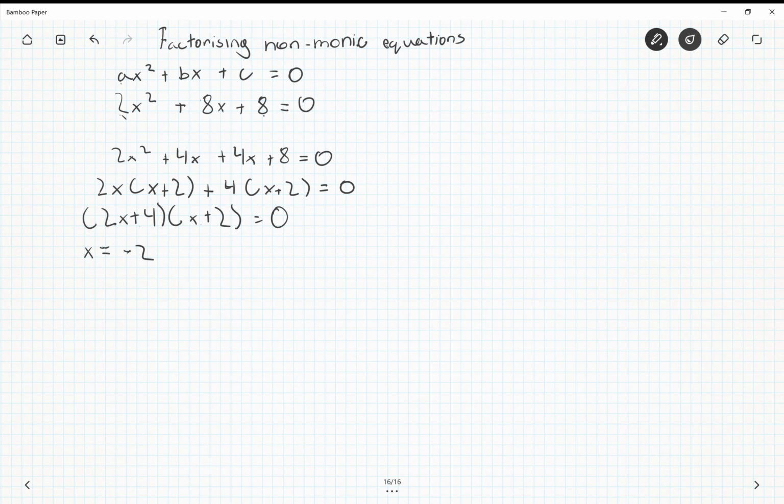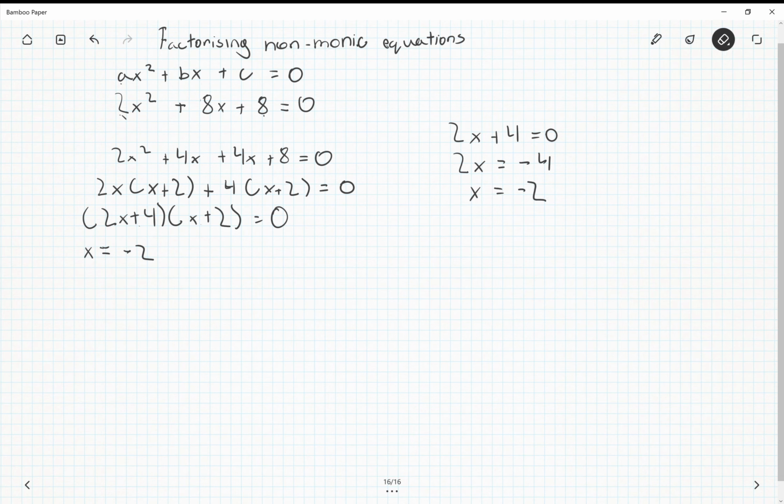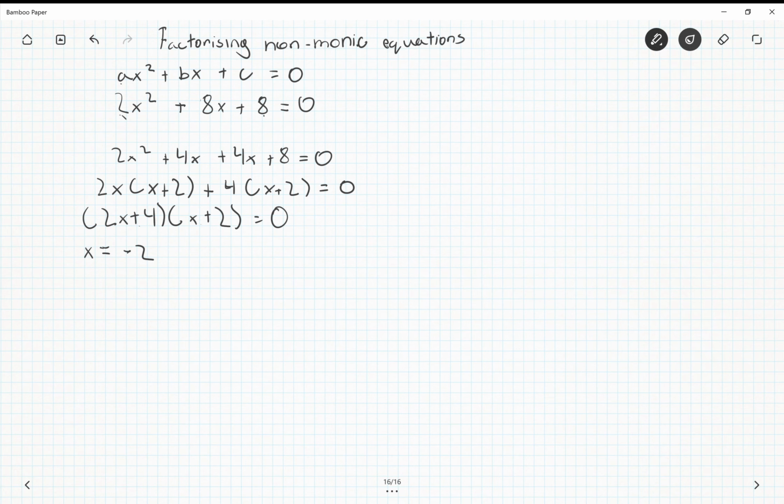Because if we write it down as a separate equation, 2x plus 4 equals 0, then we would be bringing 4 to the other side, so 2x equals negative 4, then we would divide it by 2, so x equals negative 2. So that's the reasoning behind using the null factor law when the coefficient of x is bigger than 1. So now I hope you've understood how to use the null factor law when x has a coefficient bigger than 1. So the answer is just negative 2.